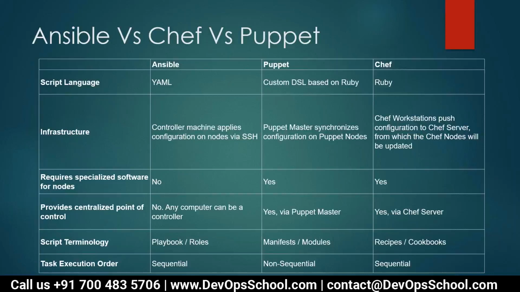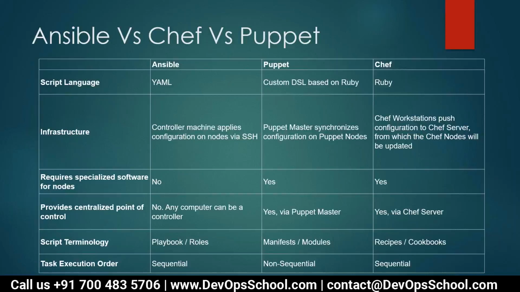When you check the required specialized software, Ansible doesn't require any software. It works on the SSH protocol, whereas Puppet and Chef require an agent to be installed on the machines. Ansible provides a centralized point of control, and any computer can be a controller. There are no hardware requirements for the Ansible controller machine, whereas Puppet requires a high-resource Puppet master. Same with Chef. The script terminology used in Ansible is playbooks and roles, whereas in Puppet you have manifests and modules. In Chef you have recipes and cookbooks.